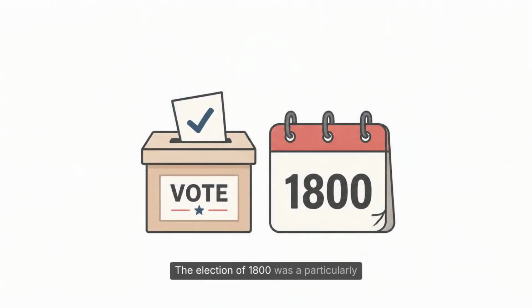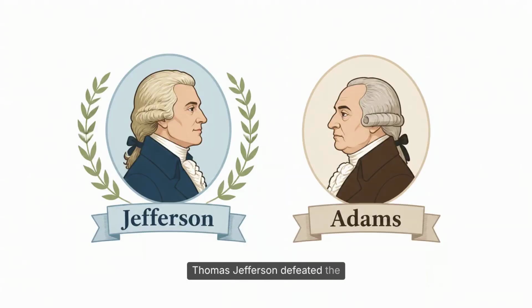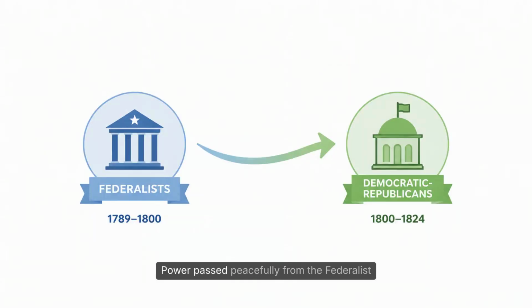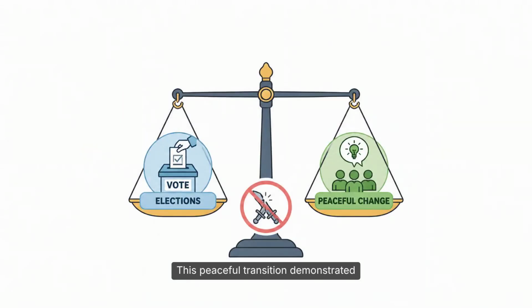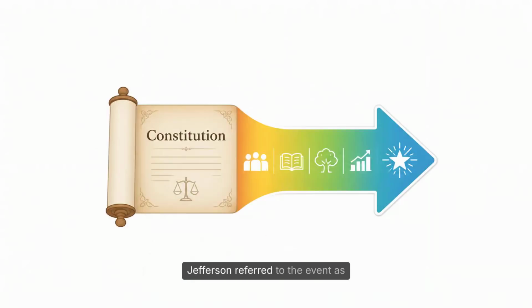The election of 1800 was a particularly important moment. Thomas Jefferson defeated the incumbent president, John Adams. Power passed peacefully from the Federalist Party to the Democratic-Republican Party. This peaceful transition demonstrated that political leadership could change through elections rather than conflict. Jefferson referred to the event as a revolution because it represented a major change in political direction achieved through constitutional means.